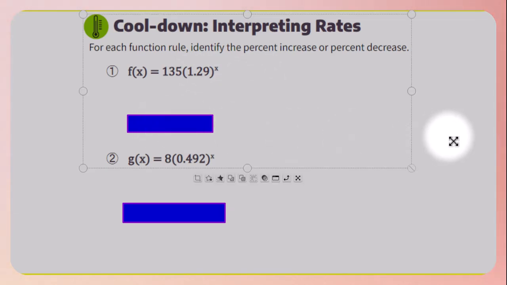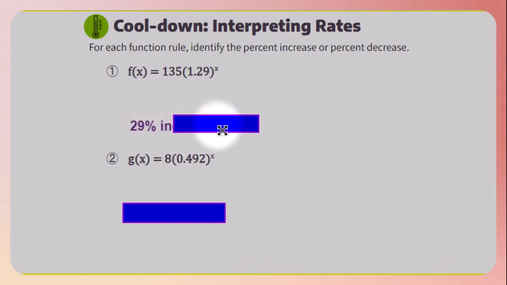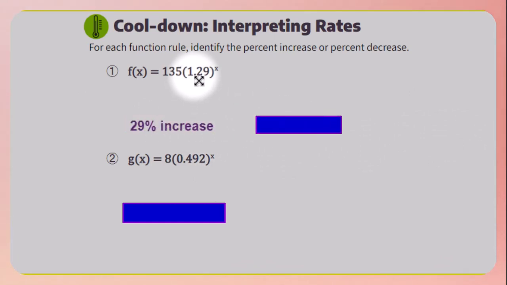Is it 1.29 or is it 29%? It's going to be what we added to 1. It's going to be 29% or 0.29. In this one, we have a number that's less than 1, so this is going to show decrease.